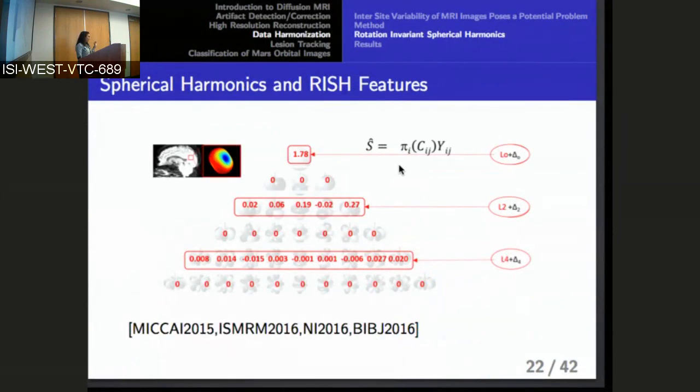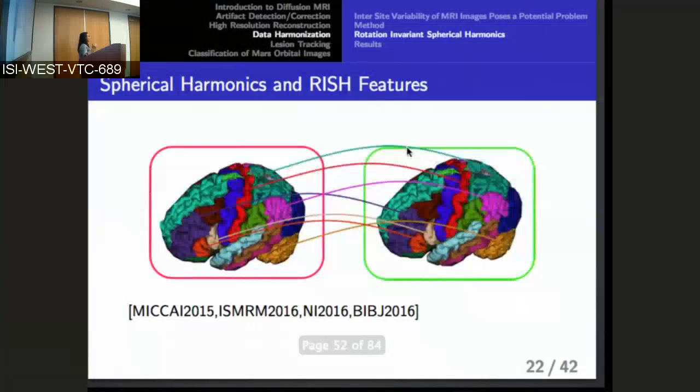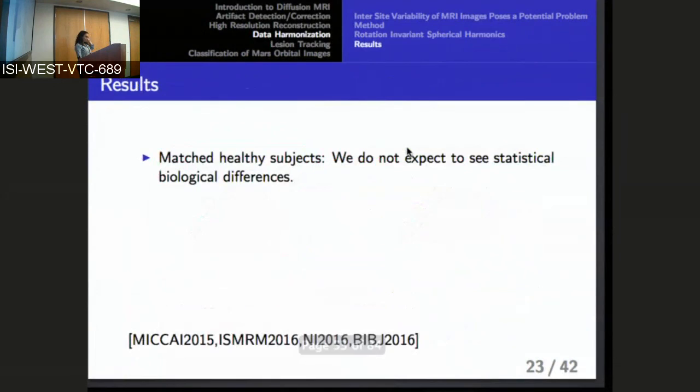These are details of the methodology, but my main message is that by this technique, we can correct for this delta difference between the energy of rotation invariant features of the subjects in the reference and target site. We do this for all regions of the brain, and these are some results.